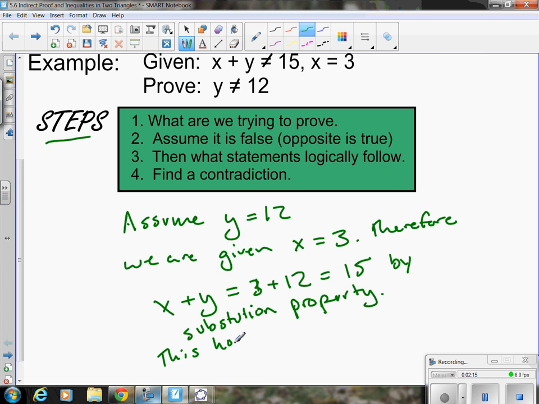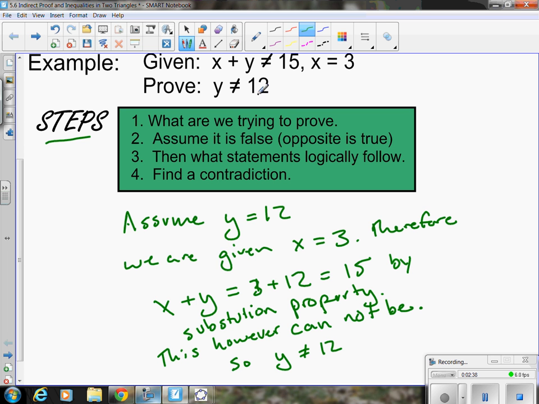This, however, cannot be. This cannot be. So y cannot equal 12.